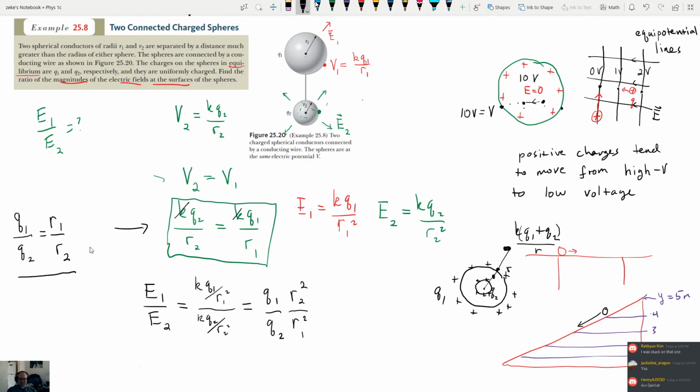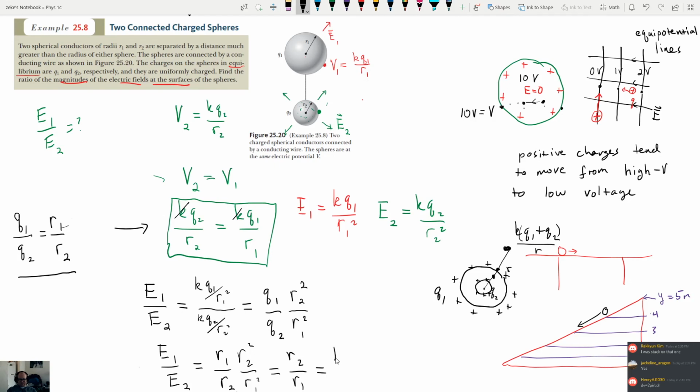Interesting. Now this relationship should make some kind of sense. What this tells us is that the ratio of the amount of charge on the spheres when they're in equilibrium is proportional to their radii, how big they are. The object that's bigger is going to carry more charge. That should make sense, since there's just more room for the charges to spread out. So this is reasonable. Now all we need to do is replace Q1 over Q2 in this equation. So E1 over E2 ends up being equal to R1 over R2, which replaces Q1 over Q2, multiplied by R2 squared over R1 squared. One of these cancels out, and we're left with R2 over R1. So that's the answer.